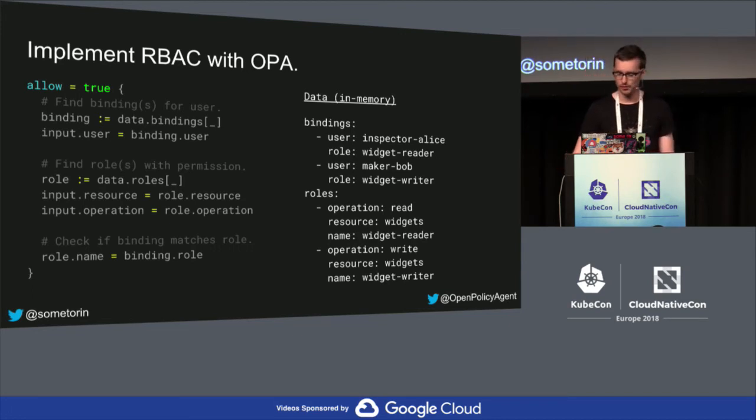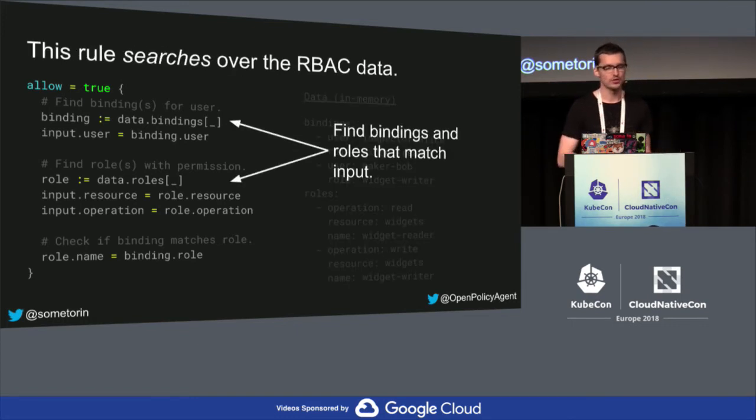Now, the interesting thing about this rule that is different from what I showed you before is that there's actually a search happening. So this rule is searching over the RBAC data that we've loaded into OPA. So those first two expressions in the body are basically finding bindings that match the incoming user. And then the second set of expressions is finding a role that matches the incoming resource and operation.